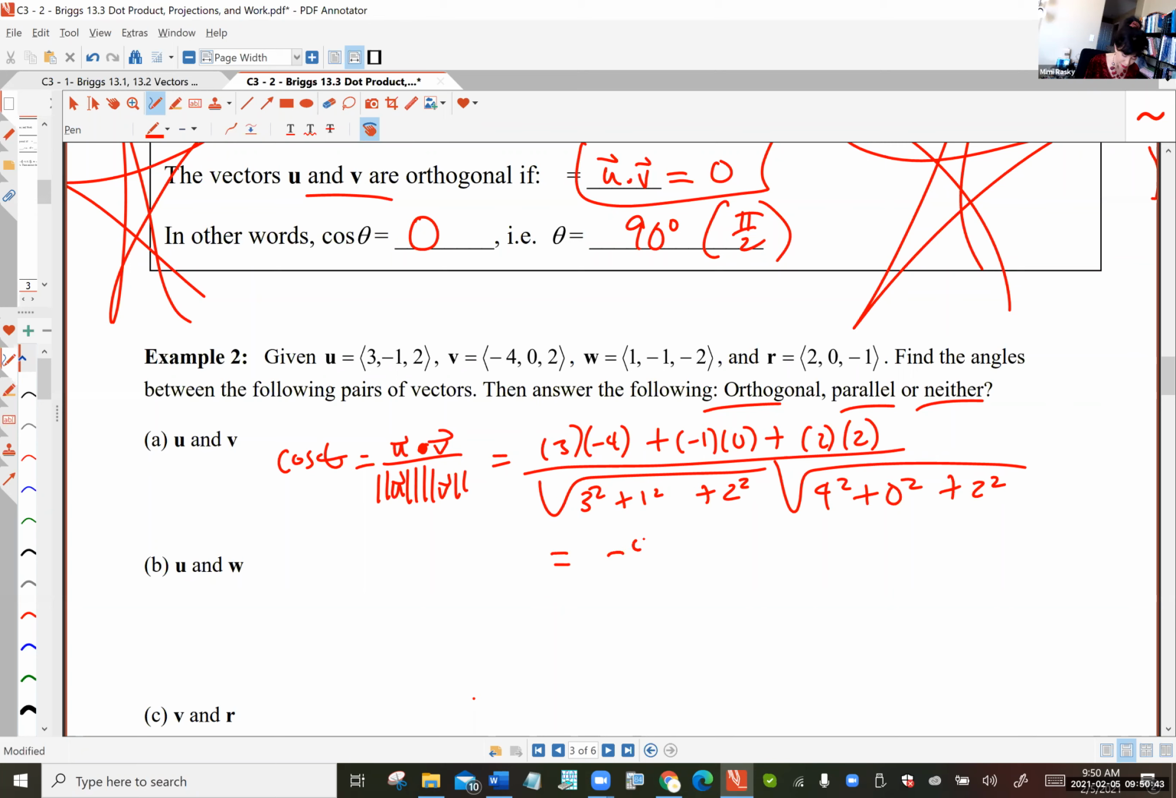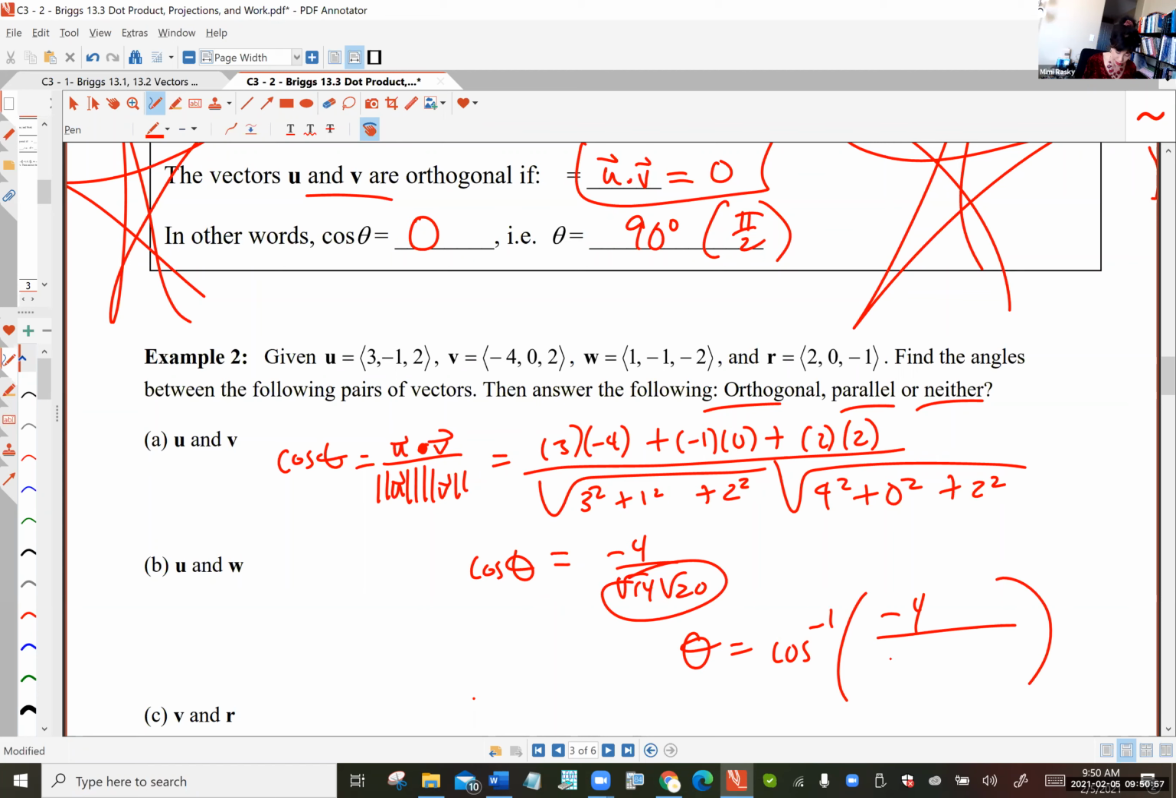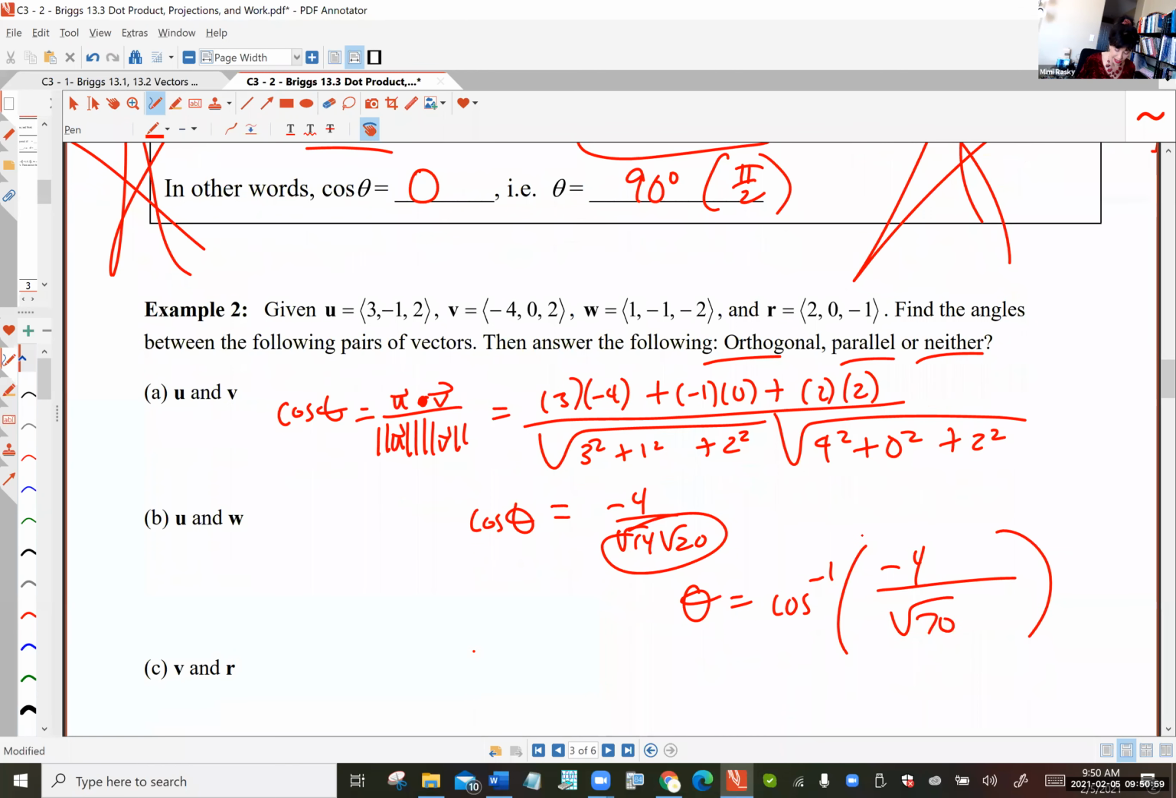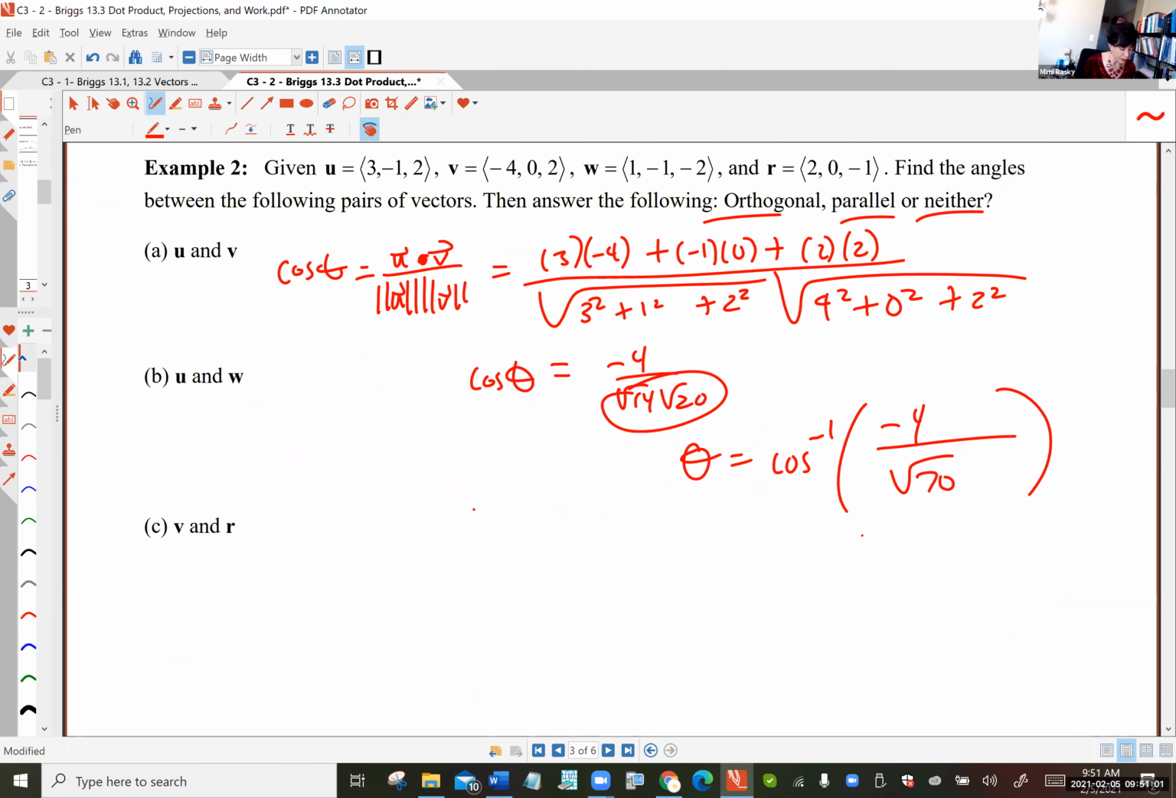This is what? -4 over square root of 14 times square root of 20. And that's not the answer. Remember, that's cosine of the angle. So the angle is going to be cos inverse of this weird number, and you can take the product of those to get square root of 70. And make sure you're in degree mode. This is 118.6 degrees. Okay.